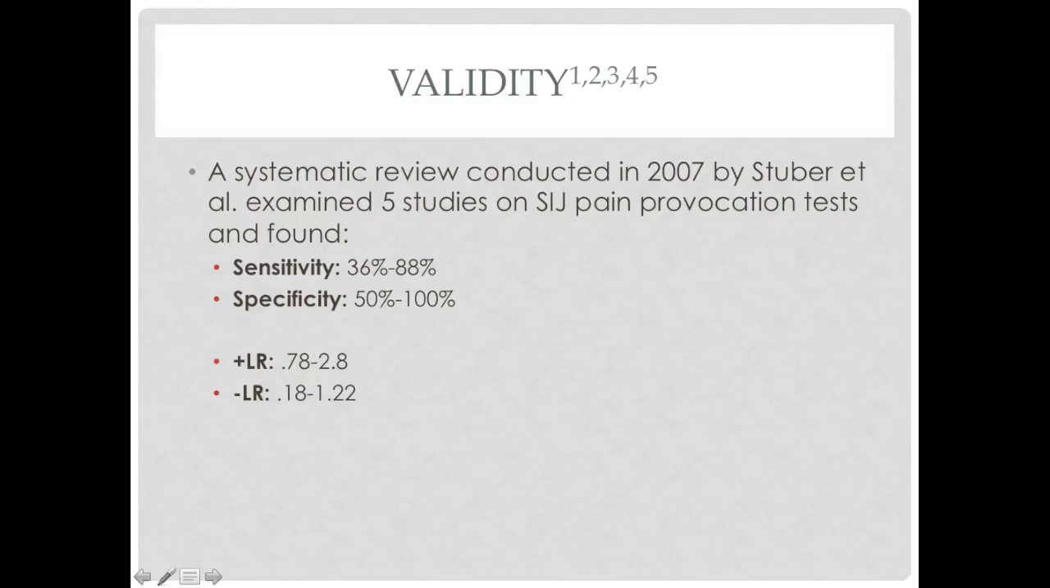In this systematic review, the positive likelihood ratios range from 0.78 to 2.8, which shows the frequency that the subjects who test positive will actually have the SI joint condition. A value between 2 to 5 is considered small, while values above 10 are considered conclusive. The negative likelihood ratios range from 0.18 to 1.22, showing the frequency in which those with a negative thigh thrust test actually do not have the condition. With these, a value between 0.1 to 0.2 is considered moderate, while values below 0.1 are considered to be strong.